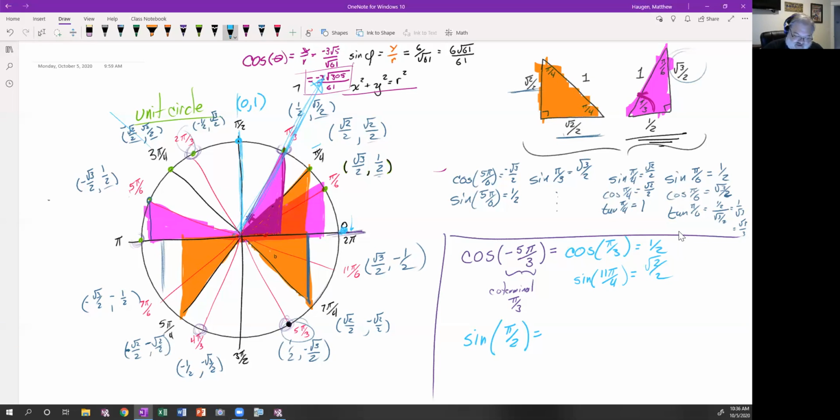So we don't need any fancy triangles to tell us the quadrantal angles, the technical term for the ones on the axes. Nobody uses that term, but if you're curious, they call them quadrantal angles. I always call them axial angles just because they're on the axes. So we get these coordinates kind of for free because it's a circle of radius 1. So sine of pi over 2, well, it's that y value, 1.